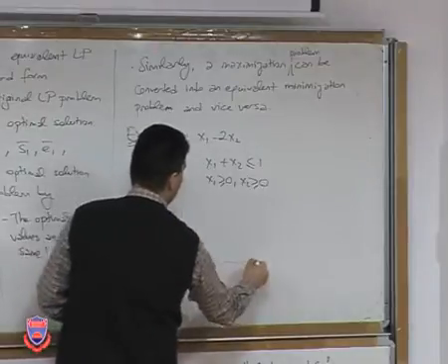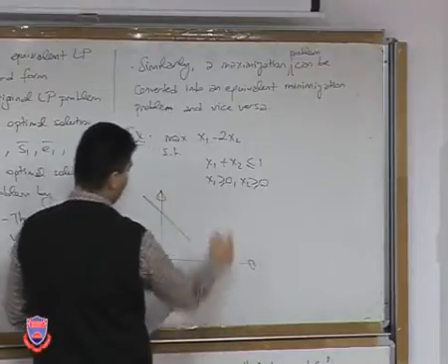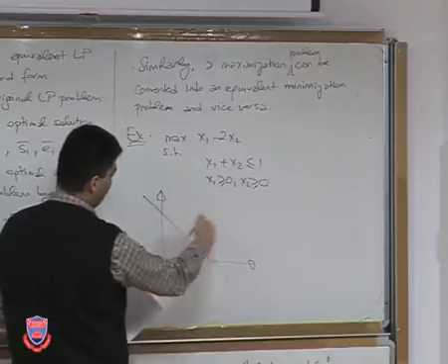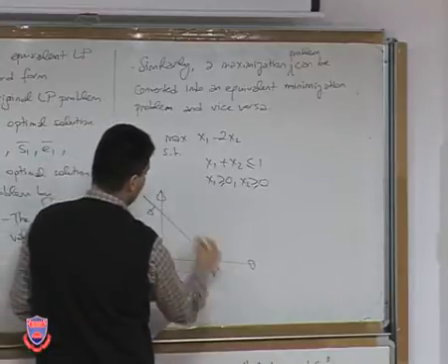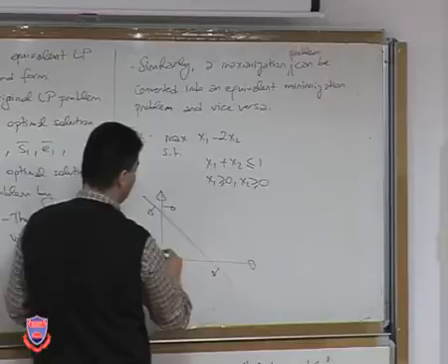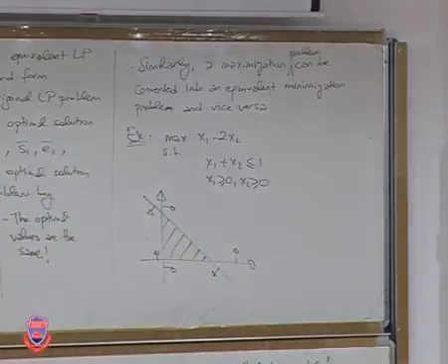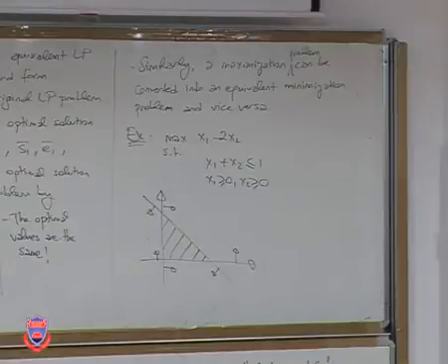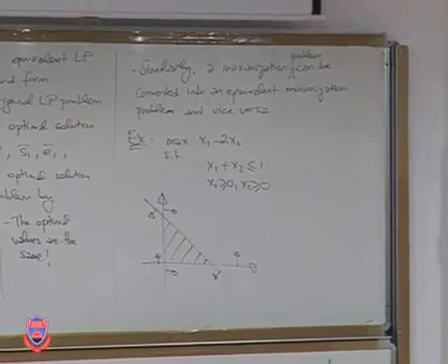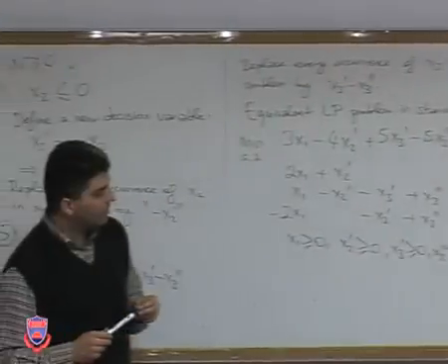Let me just quickly draw the feasible region. So this is the region corresponding to the first constraint. Then we have non-negativity of x1, x2. So our feasible region is given by a triangle, right? Okay? Now we can solve this problem graphically. So what does the isoprofit line look like?